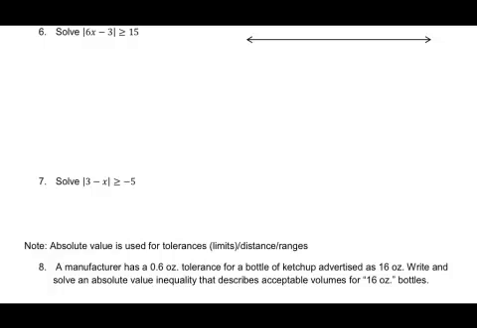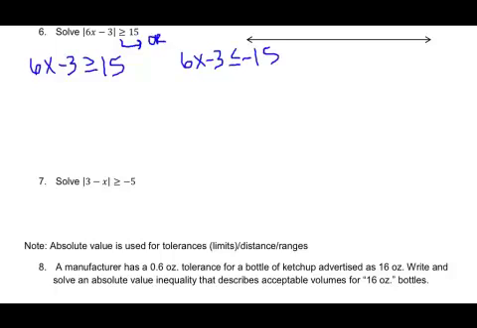Number 6, we're solving the absolute value of 6x minus 3 is greater than or equal to 15. Now notice greater than or equal to is going to be your or. So again, we're looking at our two cases. We have 6x minus 3 is greater than or equal to 15. And we have 6x minus 3. Again, we need to change the symbol if we're changing the sign. So it'd be less than or equal to negative 15. Again, we're adding 3 to both sides.